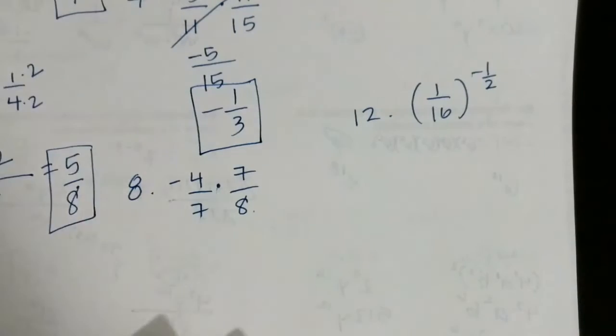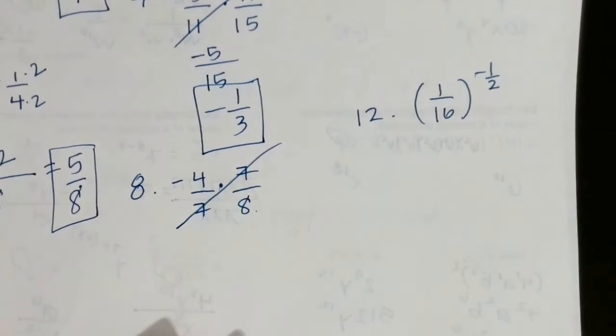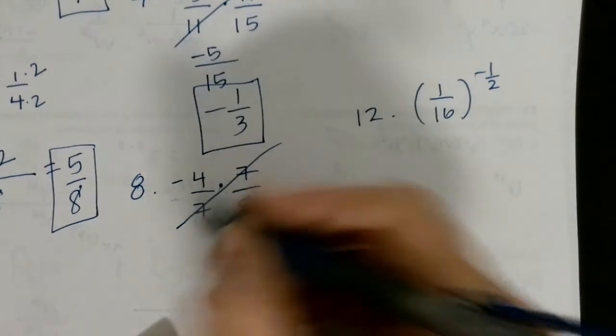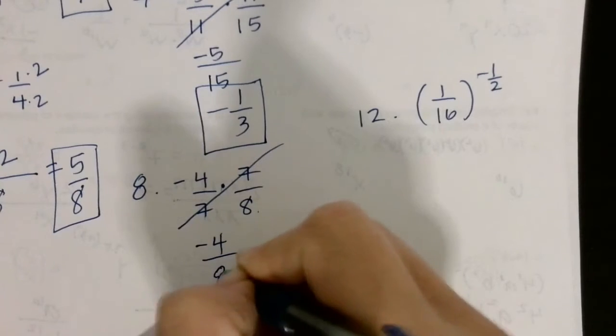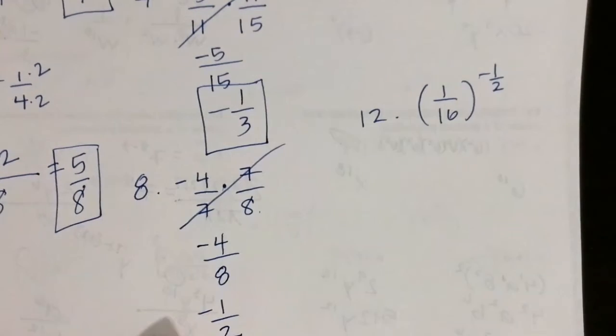So if you're like, Wilkin, why are you going so fast? It's because you guys know this stuff. I just have so much faith in you. The 7's cancel because they're common factors, so I'm left with negative 4 over 8, which is negative 1/2.